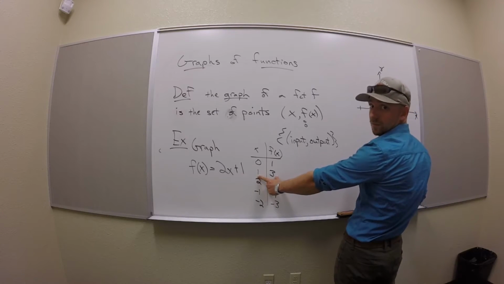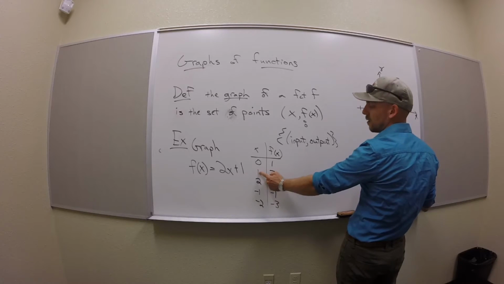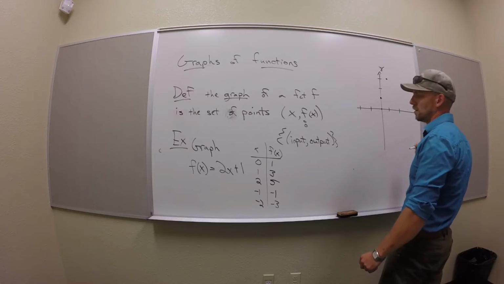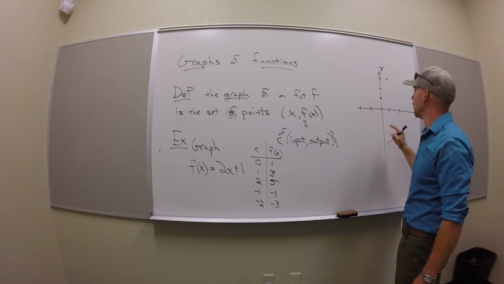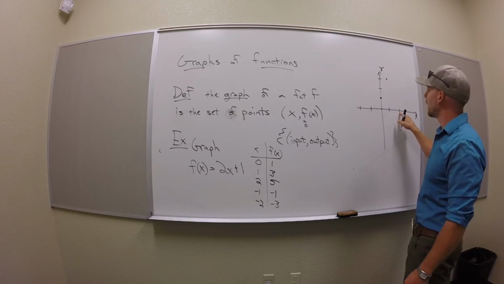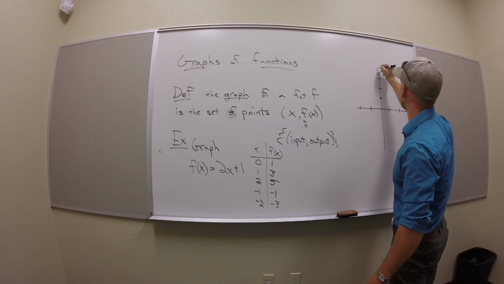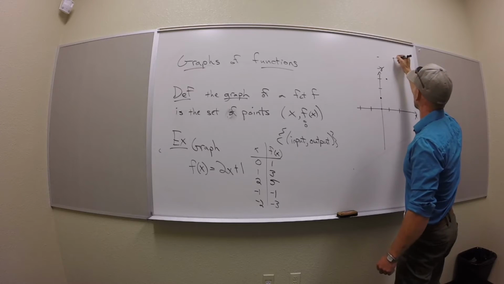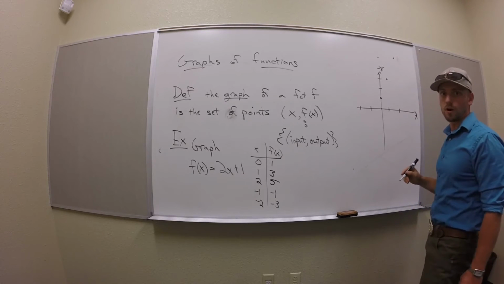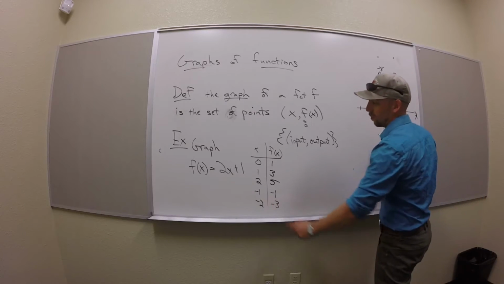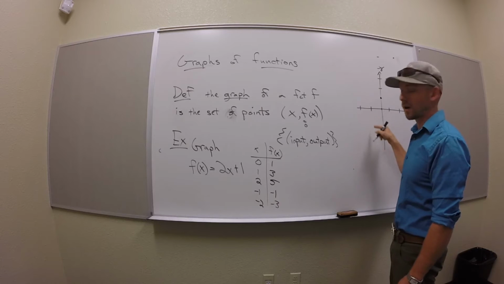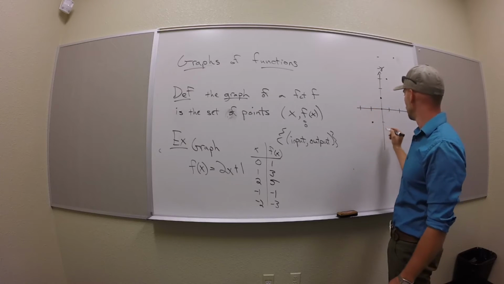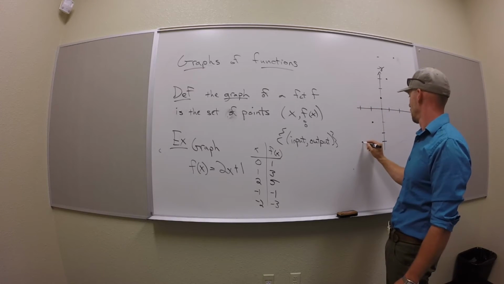Now 1, 3, being an input-output pair, means I go over 1, up 3, dot. 2, 5 means I need to go over 2 in the x, and then the f of x is 5 corresponding to that, so I need to go up here. Oops, I sort of drew off kilter, my scale's a little bit off. Then -1, -1 means I go back 1, down 1. -2, -3 means back 2, down 3 here.